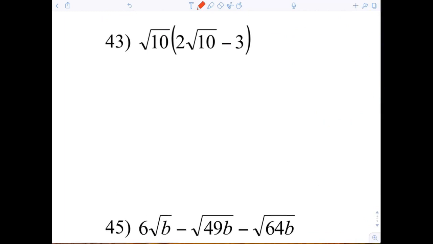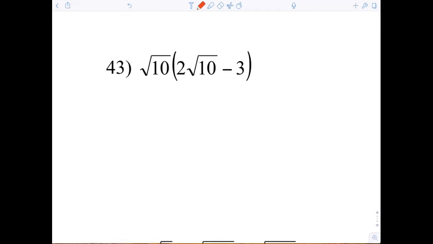All right, let's just go ahead and knock out 43 together. What is the square root of 10 times 2 radical 10? 20, thank you. Because again, radical 10 times radical 10 is what? 10. And then 10 times 2 is what? 20. Now you're going to multiply square root of 10 times negative 3. Negative 3 radical 10. Everybody okay with that?